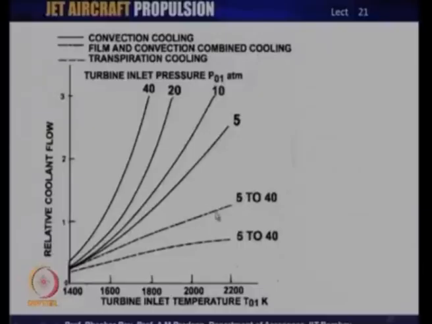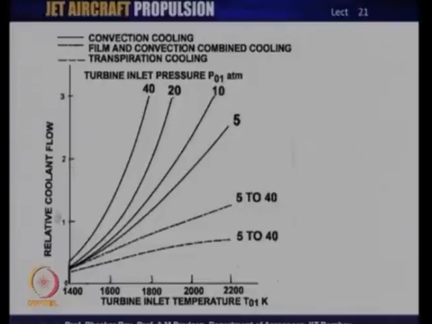As and when you increase the turbine blade operating temperature, you also would need to operate at a higher and higher pressure, and as a result the relative coolant flow actually goes up. So, you need to provide more and more cooling flow if you are operating at higher and higher temperature, if you are operating at a higher and higher pressure, as it is in many of the modern gas turbine engines, your coolant flow requirement goes down.